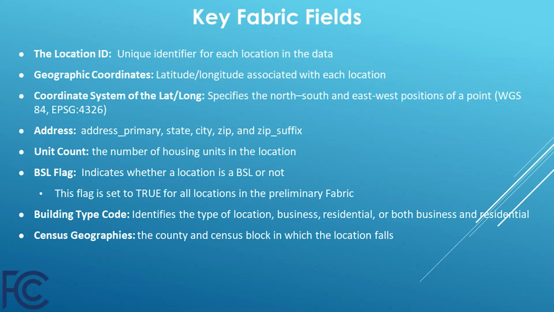Next, the BSL flag. The fabric will include both broadband serviceable locations, BSLs, and non-BSLs, and this field indicates whether a location is a BSL or not. Unlike the production fabric, this flag is set to true for all locations in the preliminary fabric. The data included in this field is likely to change for many locations between the preliminary and production versions of the fabric. Some points identified in the preliminary fabric may not be considered BSLs in the production fabric and vice versa. The building type code field indicates whether a location is business, residential, or both business and residential.